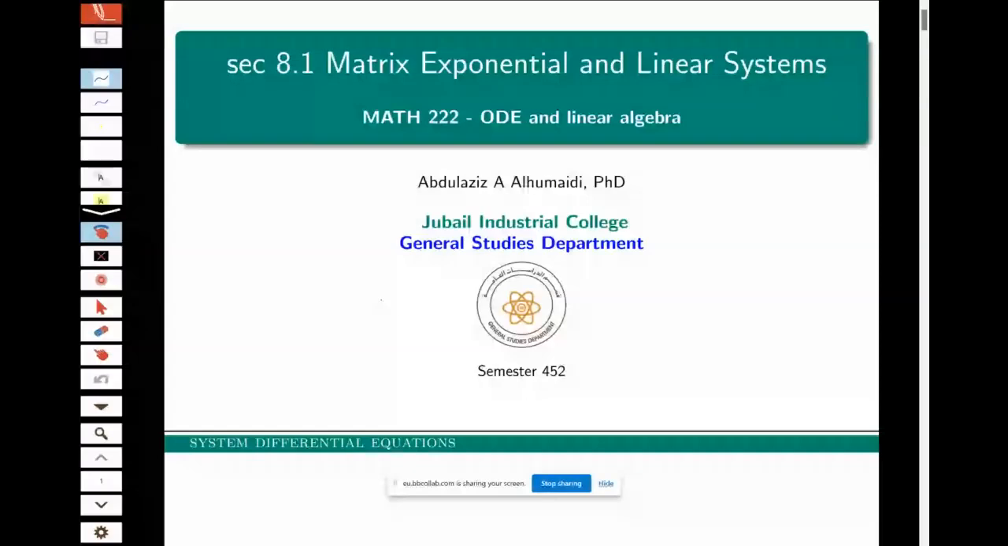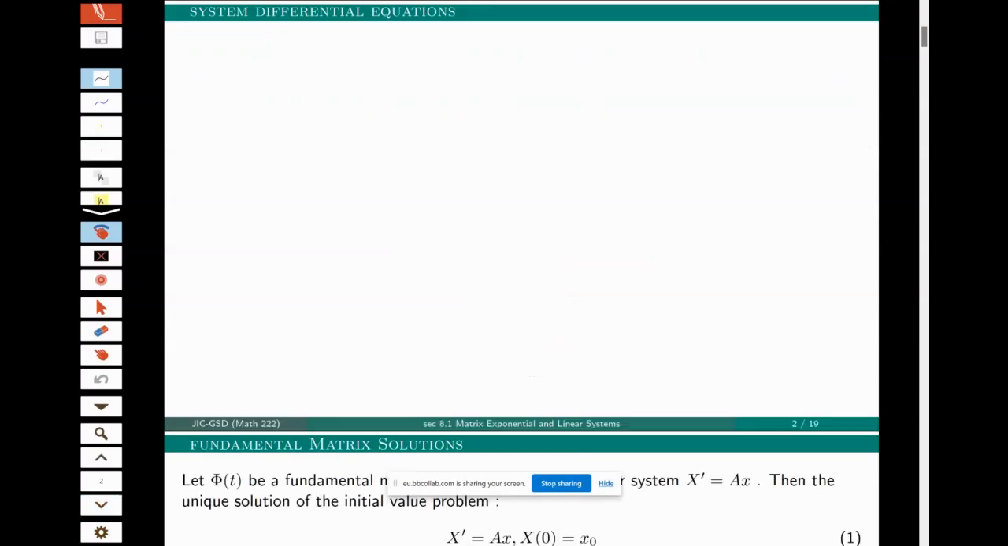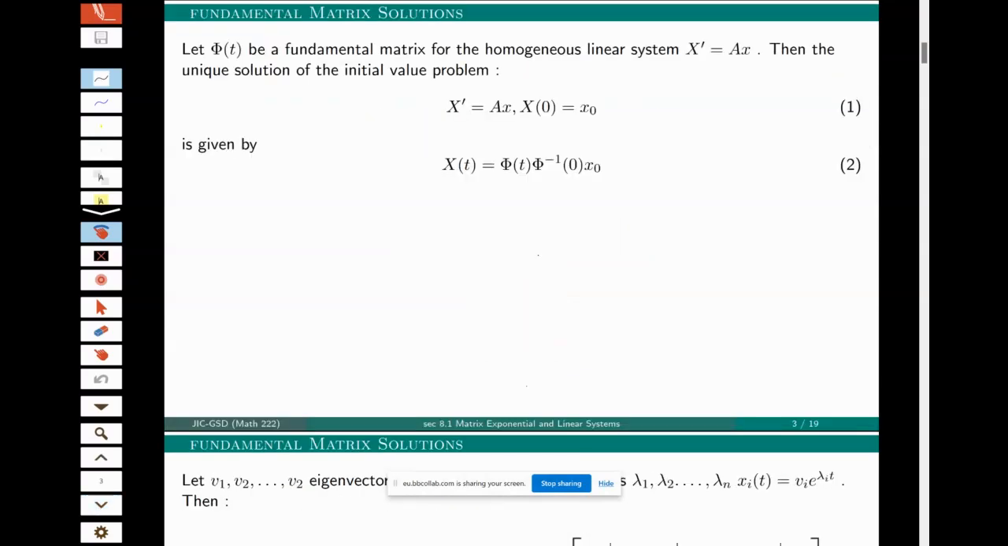Okay, Bismillah ar-Rahman ar-Rahim. Now we'll speak about matrix exponential and linear systems. First of all, we are going to define the initial value problem, which is the same homogeneous linear system, but x at 0 equals x naught, the initial value.